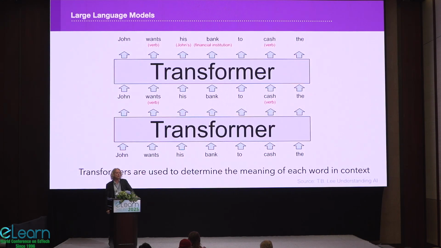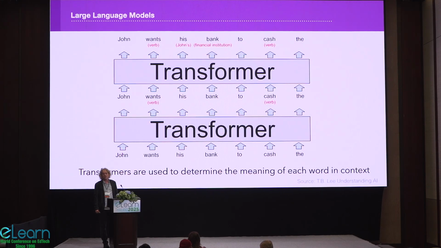We then use transformers, and this is the part that I wanted to get to, to determine the meaning of each word in context. And for the transformers here, I show 2 different layers. There are many, many more layers that we're going through. If I have a sentence like "John wants his bank to cash the check," one layer might identify that wants is a verb and cash is a verb, and then the next layer might identify that his refers to John's, and bank refers not to something you can sit on but to the financial institution. And that's the magic of the transformer layers.